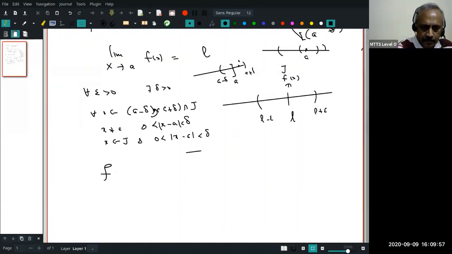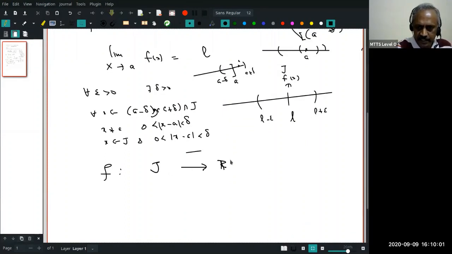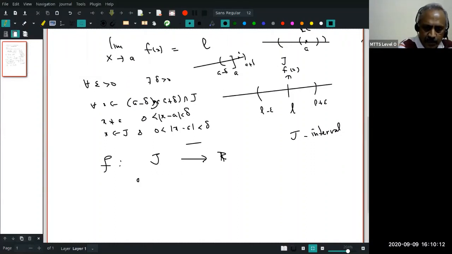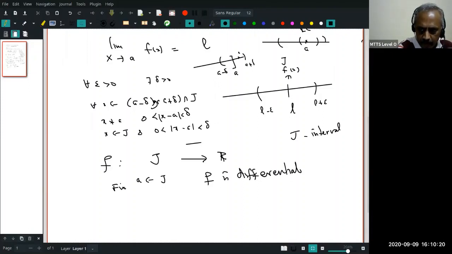So let F be a function from J to R. Now J is again an interval. I will always use J for interval. I may or may not say, but whenever I write J, you can assume it's an interval. And fix a point A in J. I want to say when F is differentiable at A in J.